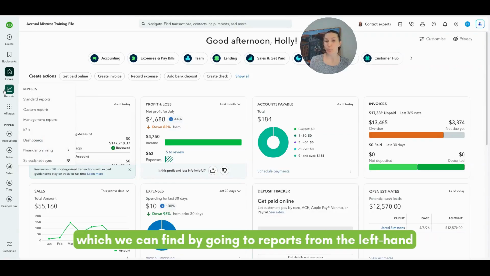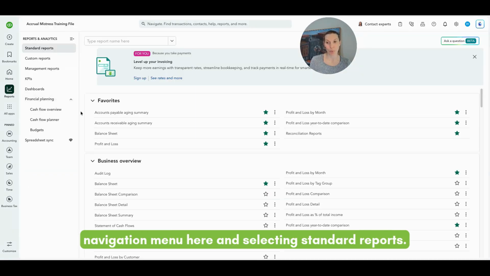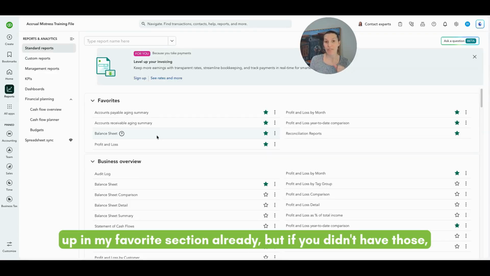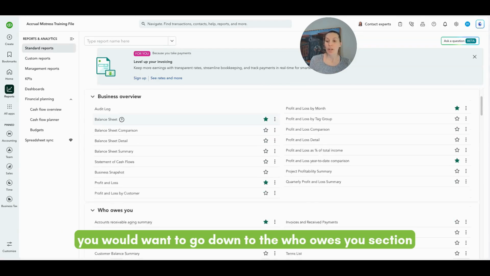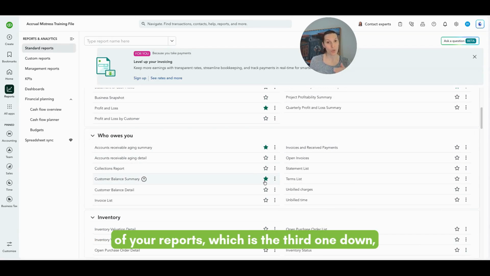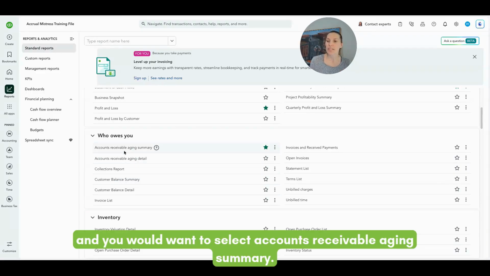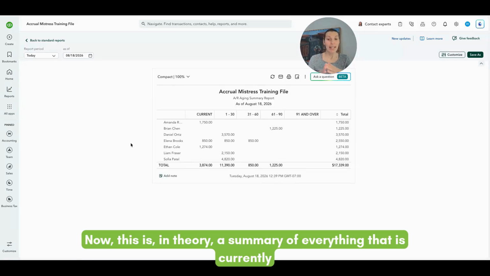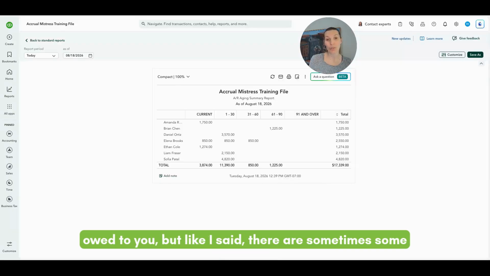can find by going to reports from the left-hand navigation menu here and selecting standard reports. Now, I happen to have accounts receivable and accounts payable aging summaries up in my favorites section already, but if you didn't have those, you would want to go down to the Who Owes You section of your reports, which is the third one down, and select accounts receivable aging summary. Now, this is, in theory, a summary of everything that is currently owed to you.